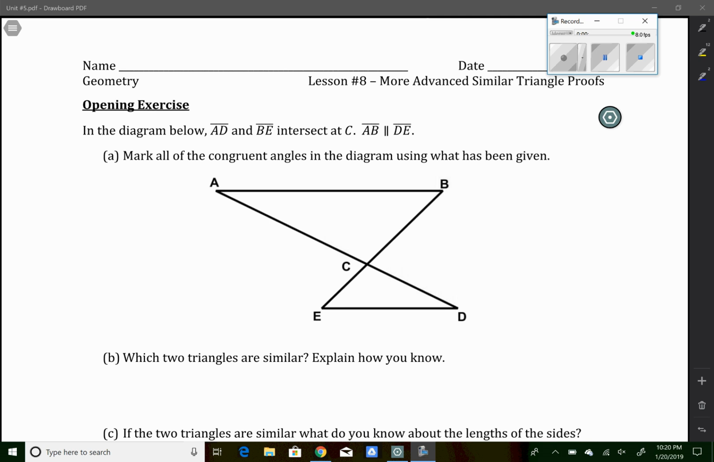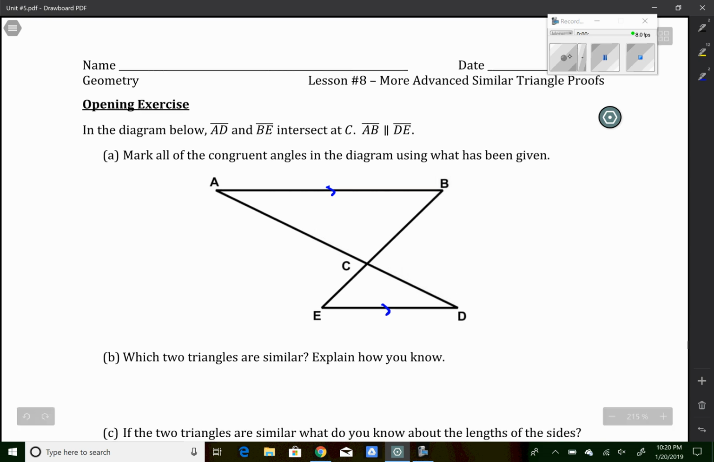So the first thing here in the opening exercise, it tells us that we have two sets of parallel sides. So we know that AB is parallel to DE. Well, if that's the case, we're going to have alternate interior angles. It's like angle 1 and angle 2, angle 3, and angle 4. They're going to be alternate interior. So I know angle 1 is congruent to angle 2, angle 3 is congruent to angle 4. If you label them differently, no big deal.